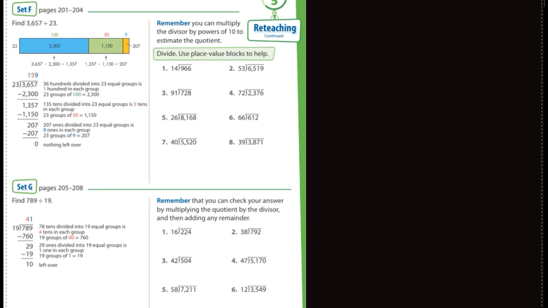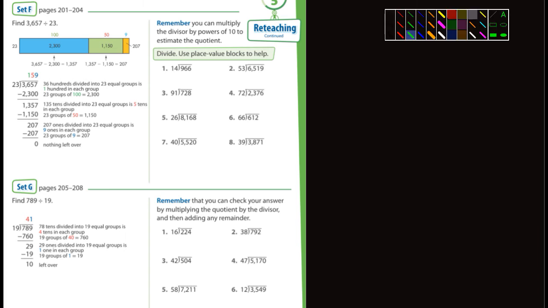Looks like they're modeling in this. And it says you can multiply the divisor by the powers of 10 to estimate the quotient. And then it does say, use place value blocks to help. You don't have to. If they help you, great. If they don't, then don't do it. So do 1 through 8.